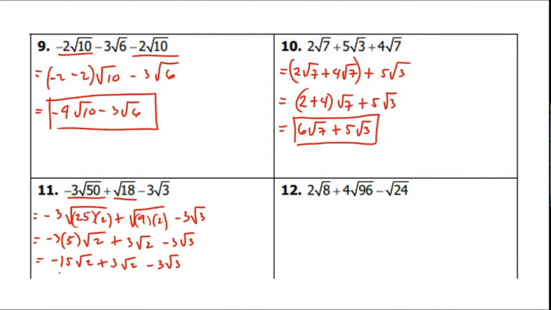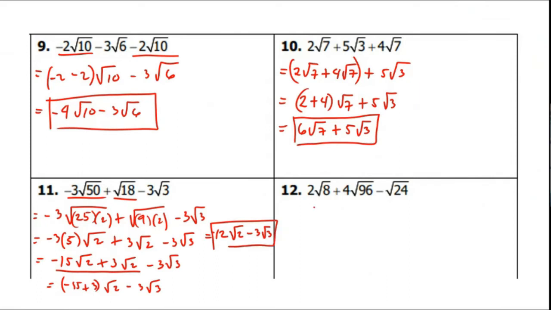Okay, so we can combine those with similar radicals. So that is negative 15 square root of 2 and 3 square root of 2. So you will be having negative 15 plus 3 quantity square root of 2 minus 3 square root of 3. So combining negative 15 plus 3, that is negative 12. Negative 12 square root of 2 minus 3 square root of 3. So this is now our final answer.